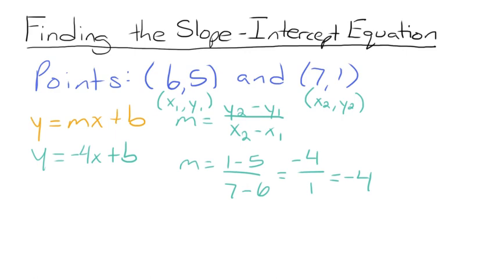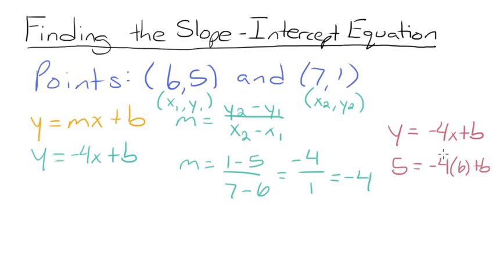For this next part, where we plug in a point, you can use either point. If you do it correctly, you will get the same answer both ways. So for this example, let's use the point (6, 5). So we're going to plug in (6, 5) into this equation, y equals negative 4x plus b. So our y value is 5 equals negative 4 times our x value, which is 6, plus b.